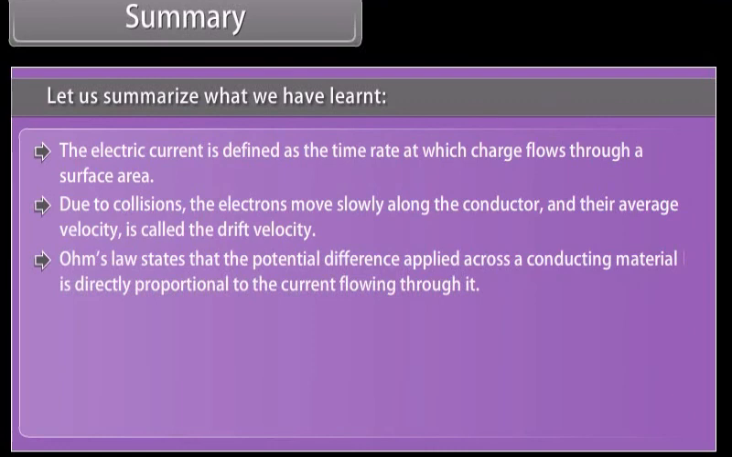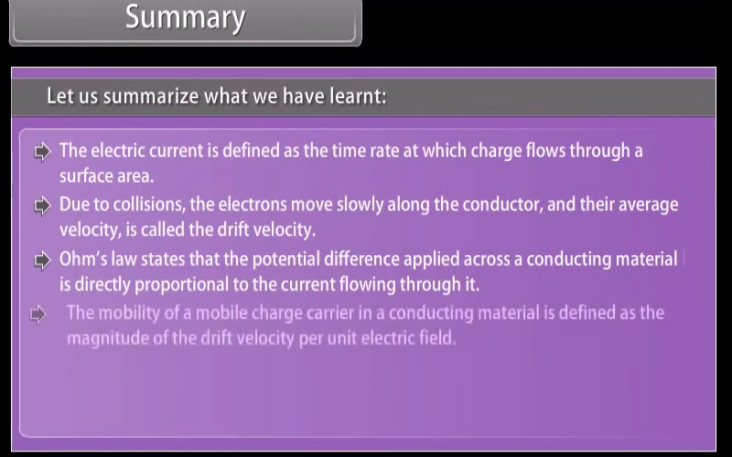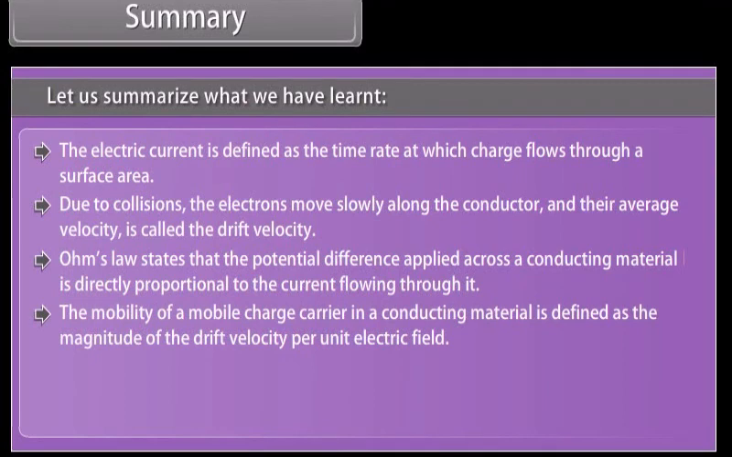Ohm's law states that the potential difference applied across a conducting material is directly proportional to the current flowing through it. The mobility of a mobile charge carrier in a conducting material is defined as the magnitude of the drift velocity per unit electric field.